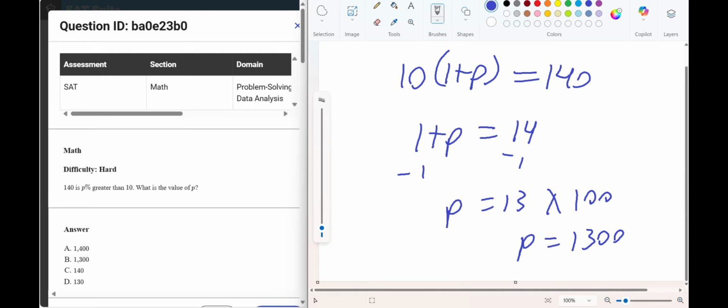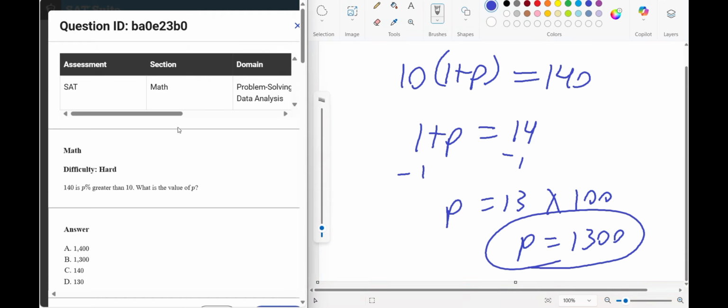So most people end up putting 100 or 1400 as their answer because they forget the 1 plus p. Because 140 is 1400% of 10, but they're not asking what percent is 140, they're asking what percent greater is it. So another way you could think about that is just say it's 130 greater, and then find the percentage of that. But either way, if you set it up with the 1 plus p in the formula, you should get to your right answer, which in this case is 1300.